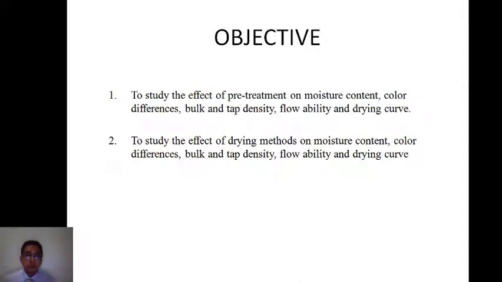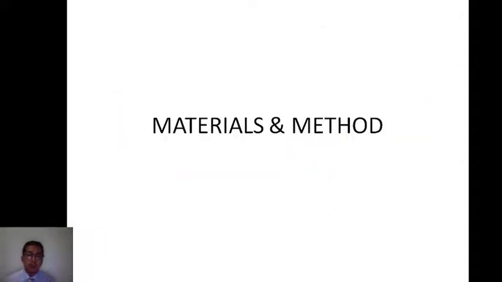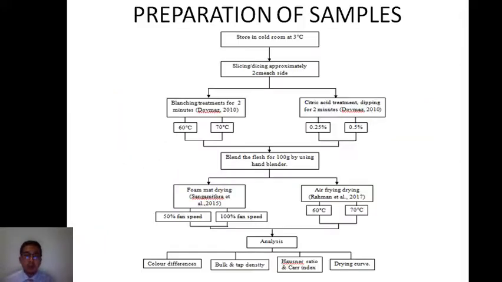Okay, the objective is to study the effect of pretreatment on moisture content, color difference, bulk and tap density, flowability, and drying curve. Next, to study the effect of drying methods on moisture content, color difference, bulk and tap density, flowability, and drying curve. Okay, we go to the materials and method.